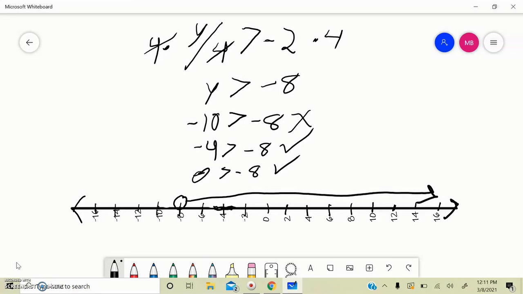So this has been one-step inequalities with the different operations and how you would graph them on a number line. Don't forget, if you have any questions, please feel free to contact your teacher.